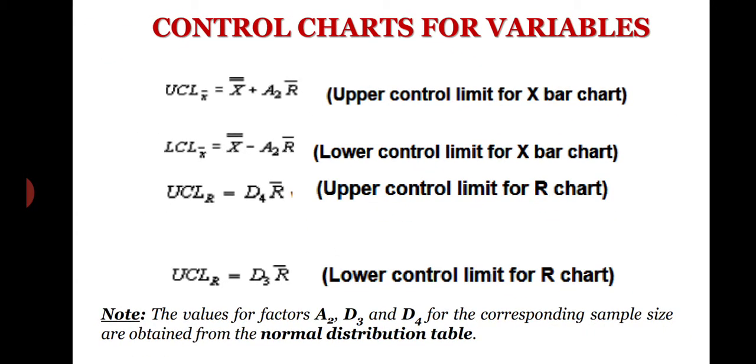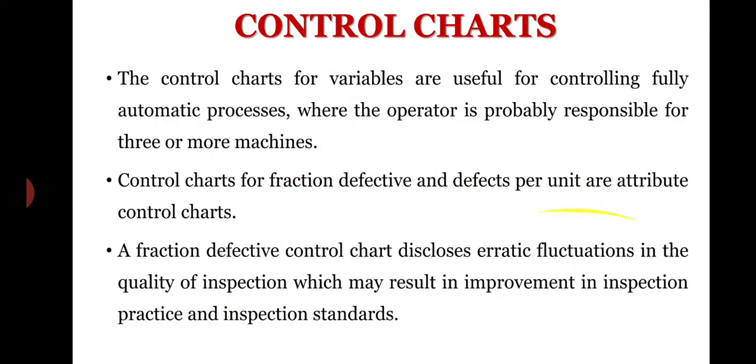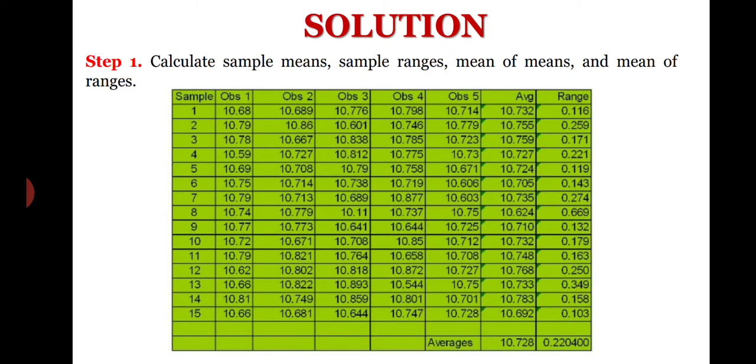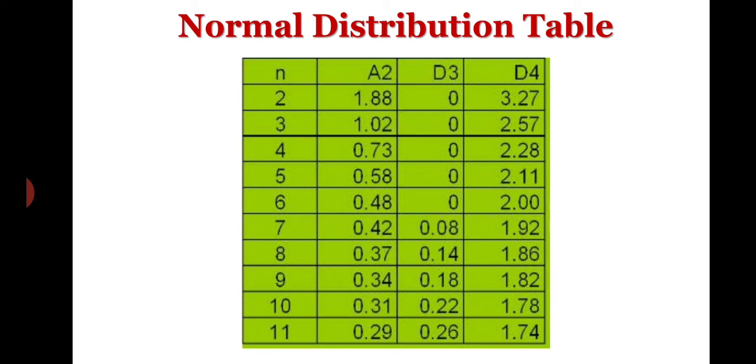So we need to select these from our normal distribution table. Based on what? Based on the number of samples, or the number of observations in each sample? It should be based on the n value, where n is the number of observations in each sample. Here we are having 15 samples, and all the samples have 5 observations. So we need to take the value based on n equals 5.